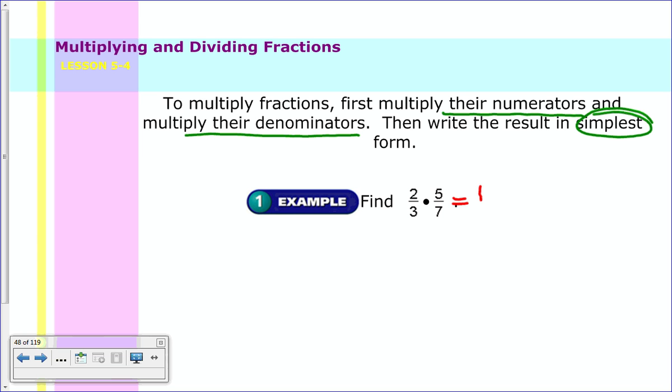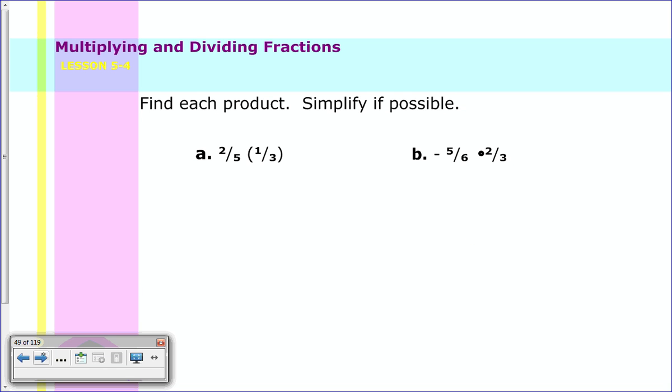2 times 5 is 10. 3 times 7 is 21. So I take a look and I decide, is there a number that goes into both? Well, 10, our factors are 1, 2, 5, and 10. 21, the factors are 1, 3, 7, and 21. That's its simplest form, 10 21sts. So let's do 8 together, and we'll go from there.